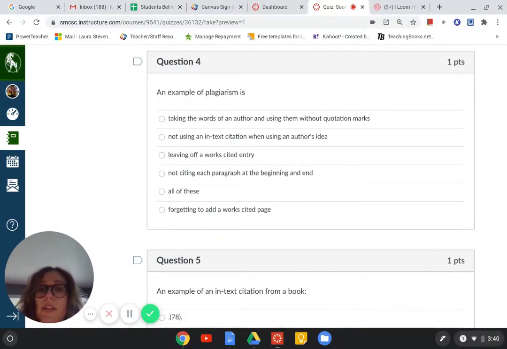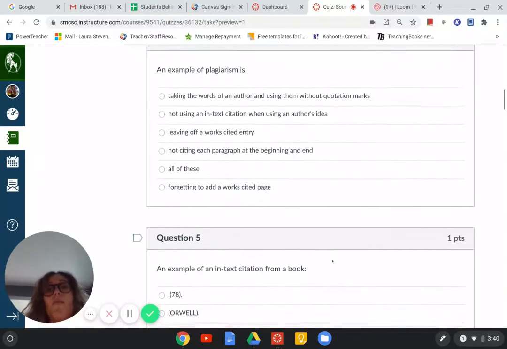An example of plagiarism is taking the words of an author and using them without quotes. Yeah, that's plagiarism. Not using an in-text citation when using author's idea. Yeah, that's plagiarism. Leaving off a works cited entry. Yes, that's plagiarism. Not citing each paragraph. Yeah, you have to cite every single paragraph. And you have to have a works cited page or else the whole thing's plagiarized. So what do you guys think is the answer to number 4?